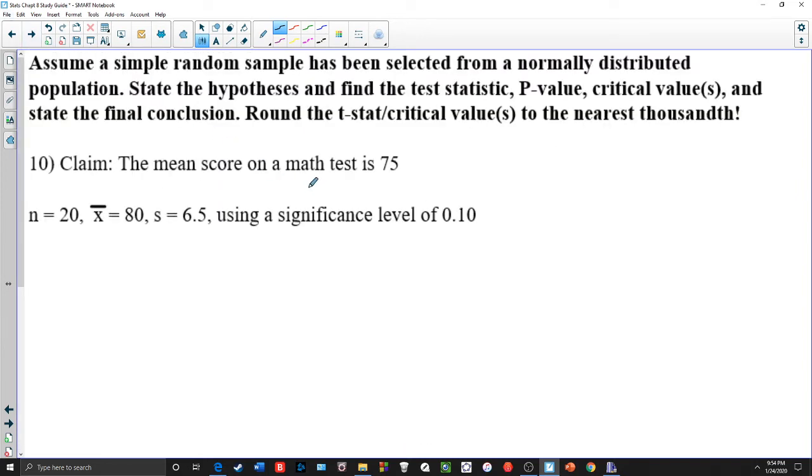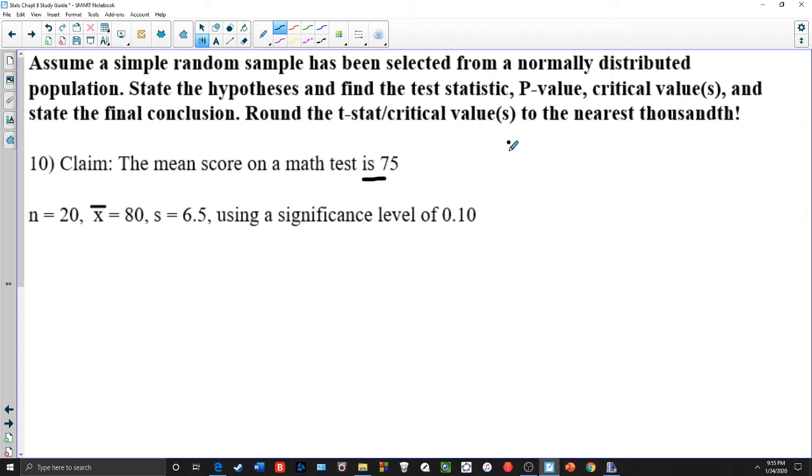So once again, we're basically going to do a full run through of this problem. That's what all this wording here means. They don't really give us a full detailed problem. It's mainly just listing out the values, but we can do it anyway. So the claim is that the score on a math test is 75, and we're given this information. So a few things to note is that our claim is that it's an equal to number. Our claim is that it's equal to 75.